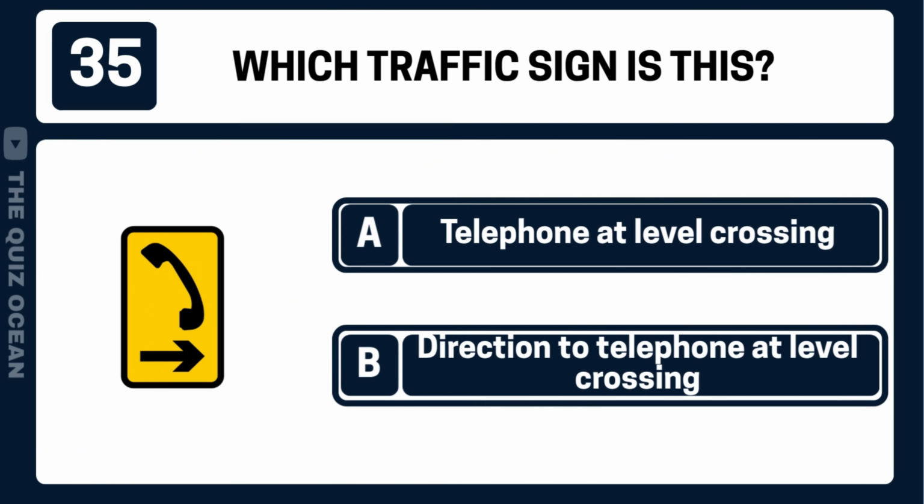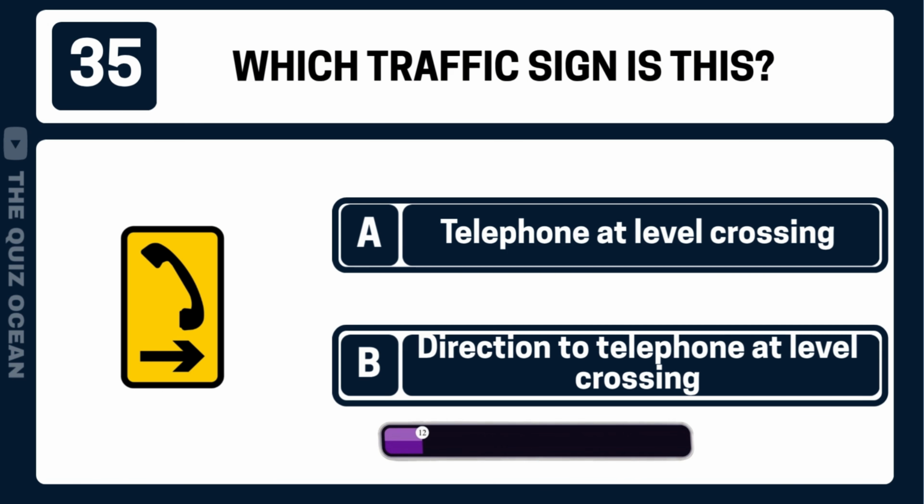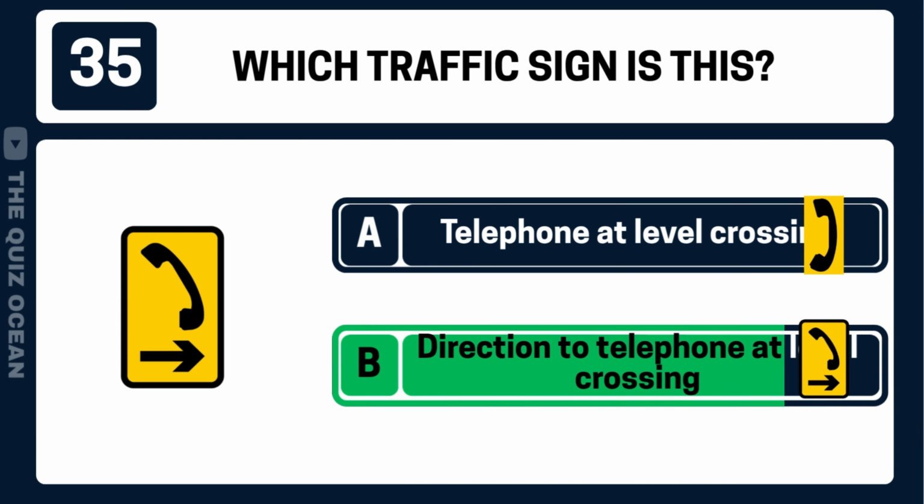Which traffic sign is this? A. Telephone at level crossing. B. Direction to telephone at level crossing. The answer is B. Direction to telephone at level crossing.